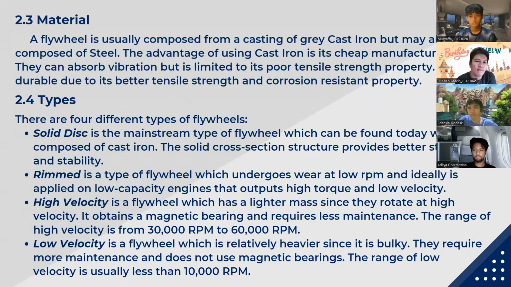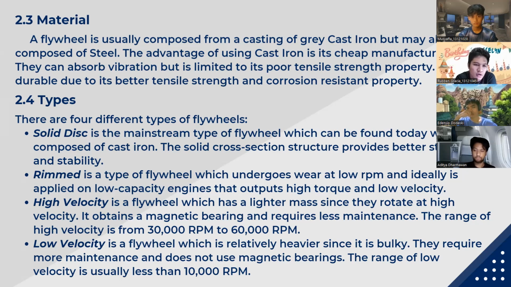A flywheel is usually composed of two materials, cast iron and steel. The purpose of cast iron is its cheap manufacturing cost and its ability to absorb vibration. However, it has a poor tensile strength, hence why it's combined with steel to increase its tensile strength and corrosion resistance. And there are four different types of flywheels: solid disc, rimmed, high velocity, and low velocity.